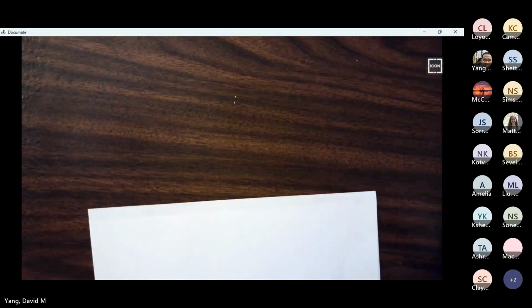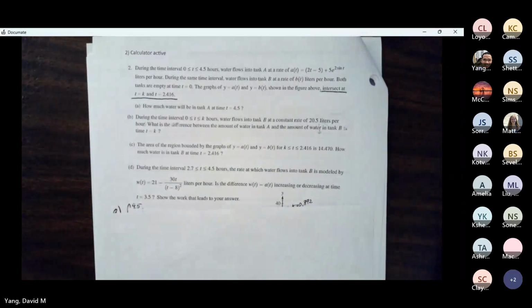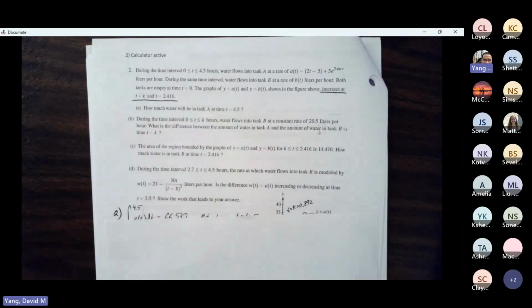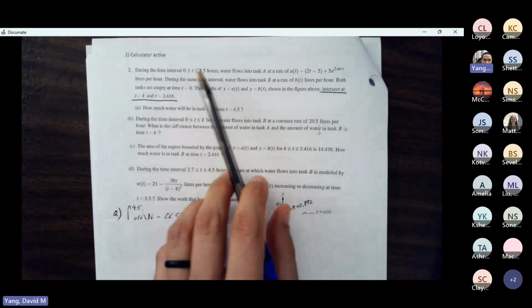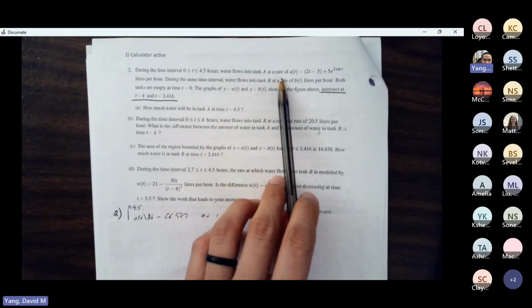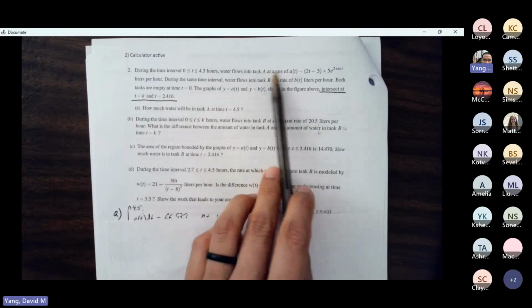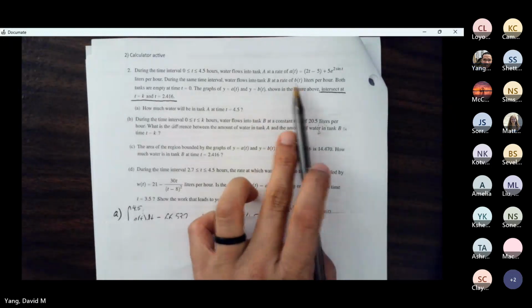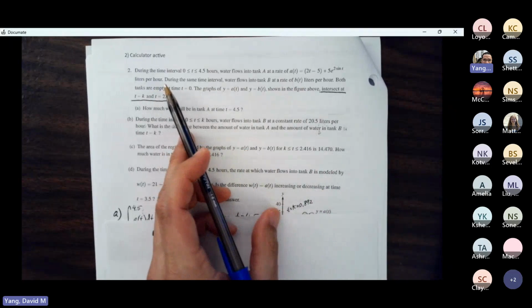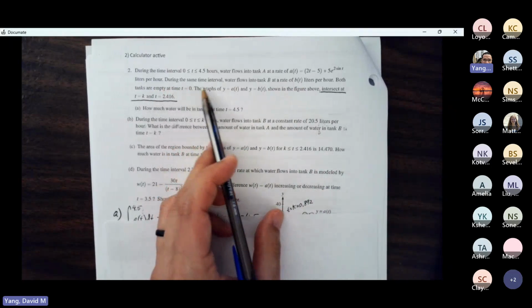All right, number two. Number two is also calculator active. During the time interval from 0 to 4.5 hours, water flows into tank A at a rate of A of t. So typically they give you a problem and a function, usually at the rate level: 2t - 5 plus 5e^(-2 sin t) liters per hour.